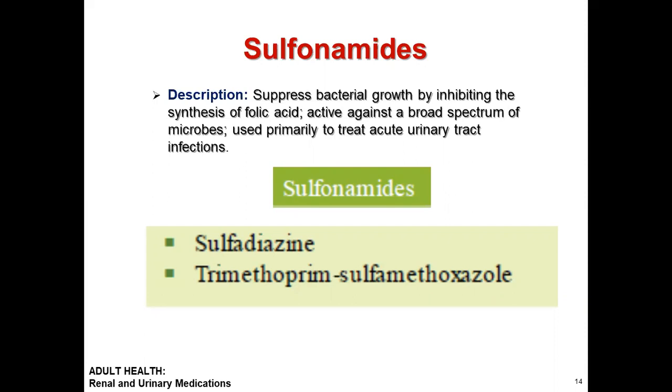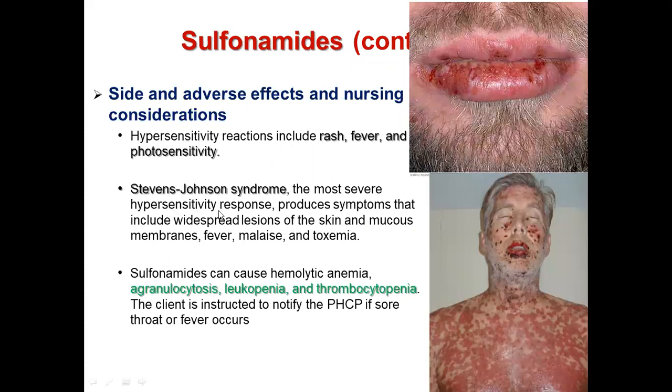The most common side effect they can cause is a hypersensitivity reaction, including rash, fever, and photosensitivity. So educate your patient that if they take sulfamethoxazole trimethoprim, it is better to avoid sunlight. They have a chance to develop hypersensitivity like skin rash, fever, or blood dyscrasias. If the patient develops blood dyscrasias, it is important to monitor the complete blood count or CBC. Sulfonamide can cause hemolytic anemia, agranulocytosis, leukopenia, and thrombocytopenia.